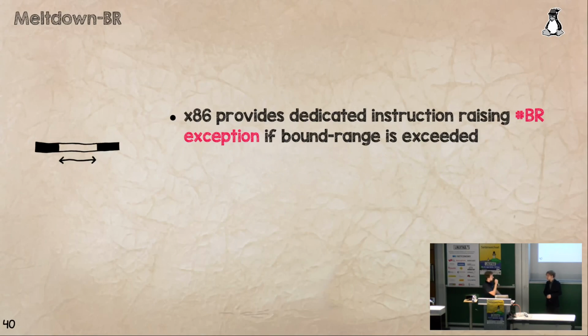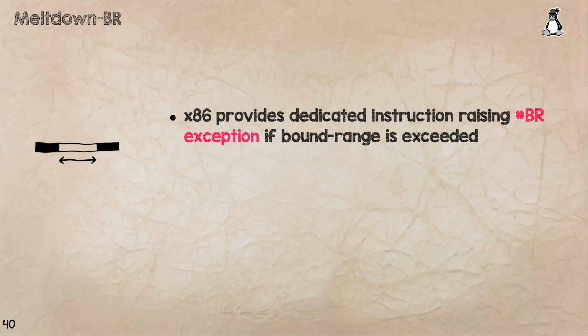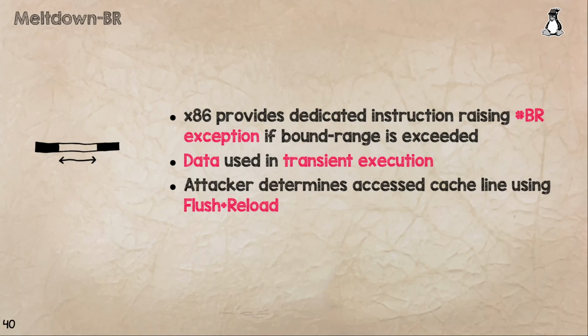We also have another thing. We have on x86 a dedicated instruction that raises the bound range exceeded exception if you access something that you're not supposed to access, that is protected. Yes, I also know that. What about it? Yeah, we also have here the problem that the data is used in the transient execution. So you might see a pattern here, but okay, maybe you don't. So our attacker can still see which cache line was accessed and recover the data that was used.